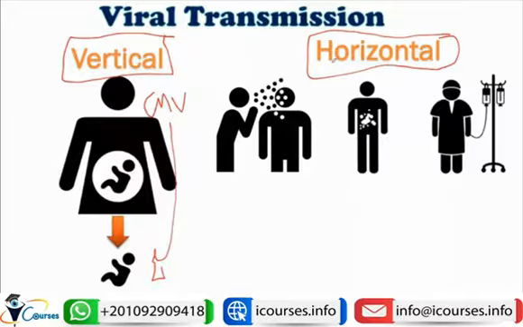Horizontal transmission can be the method for transmission of many viruses, like air droplet infection. So airborne infection like influenza will be transmitted this way, or fecal-oral infection like the hepatitis A virus, or through blood transfusion like HIV or the hepatitis B virus. So it is a hematogenous infection. These are all called horizontal viral transmission.